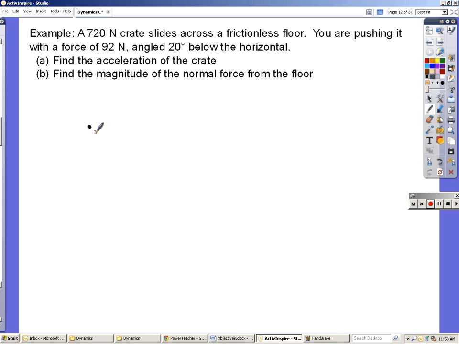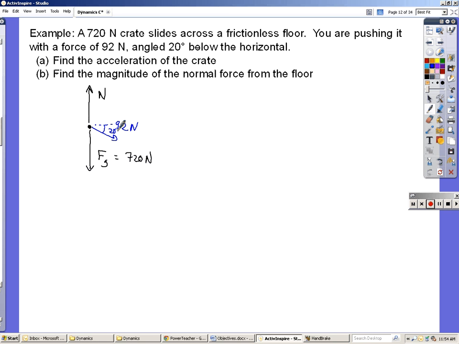We've got a crate sitting on the floor. It's going to have its weight, and we know that its weight is 720 newtons. And we have also a normal force from the floor. And we have the force that you are exerting on it. It's 92 newtons, and it's 20 degrees below the horizontal. And there's no friction.